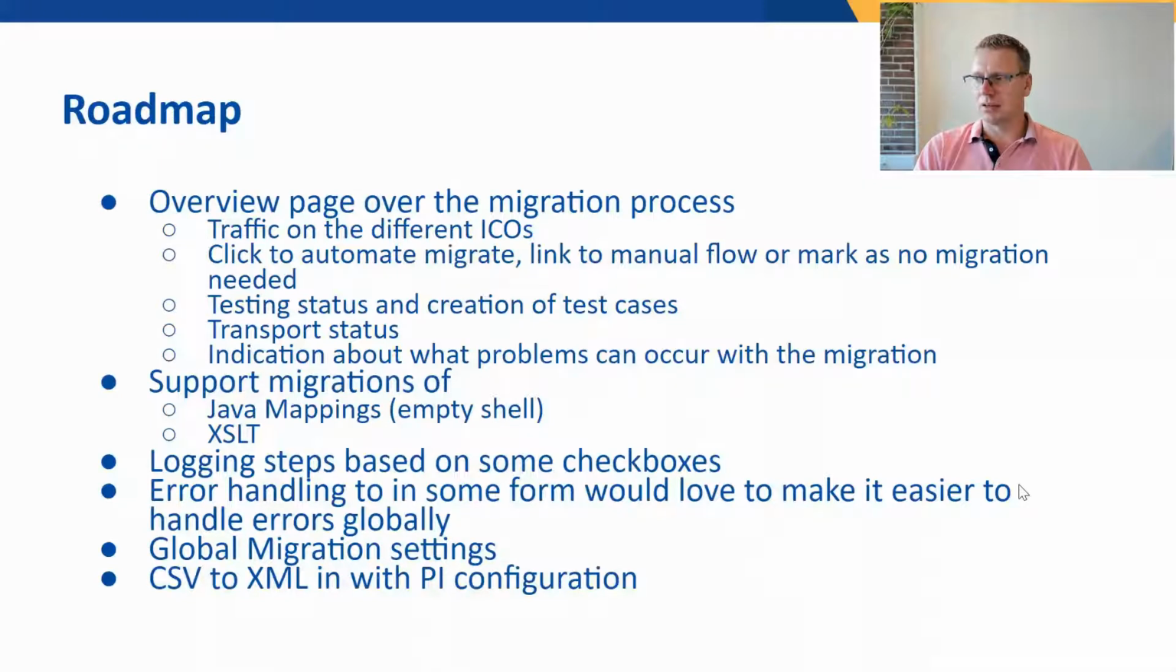We want to add support for Java mappings and XSLTs, to just show that we do have these things. For Java mappings, I don't think we will do the full Java mapping now. I think that becomes something you need to do manually. XSLT should be pretty simple, but in Java you will just get an empty shell, like you do if you have RFC lookups, etc.